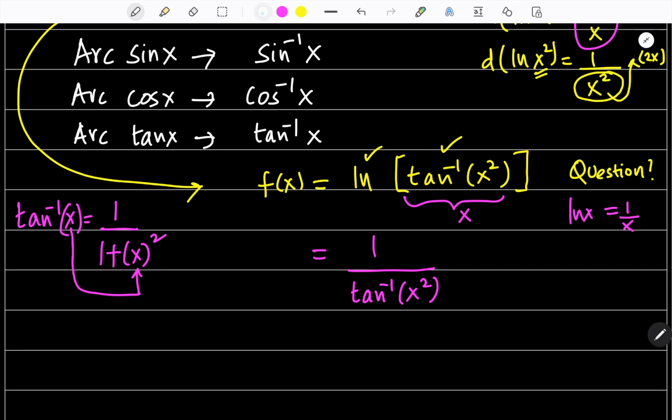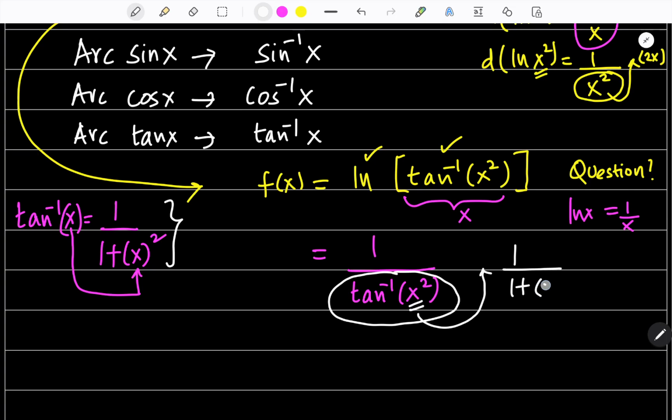Now after that, what am I going to do? I'm going to take the derivative of this one to the numerator. What is the derivative of tan inverse x? It is 1 divided by 1 plus, is it x? No. Is it x squared to the power of 2? If it is x, I can stop here. But this x square still has a derivative, so it is going to become what? 2x. Understand?